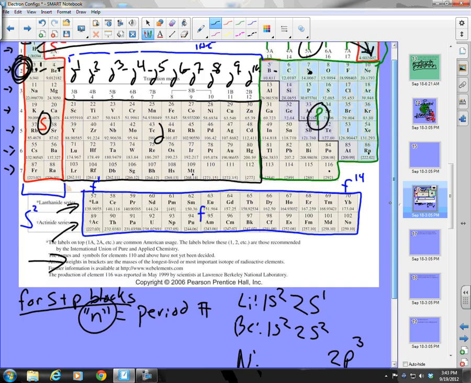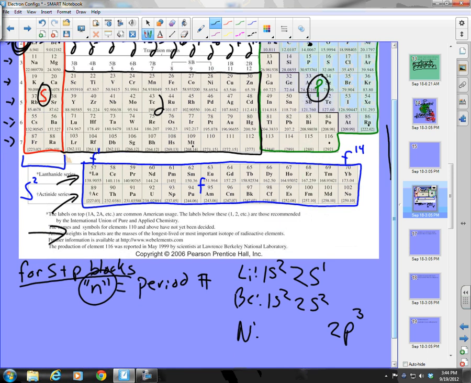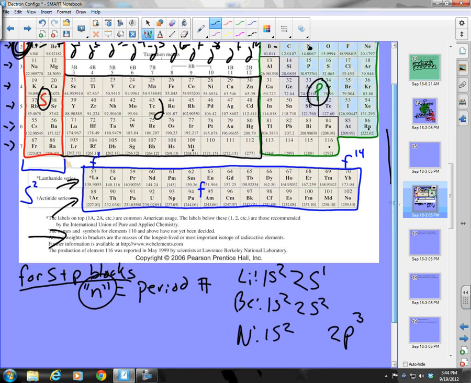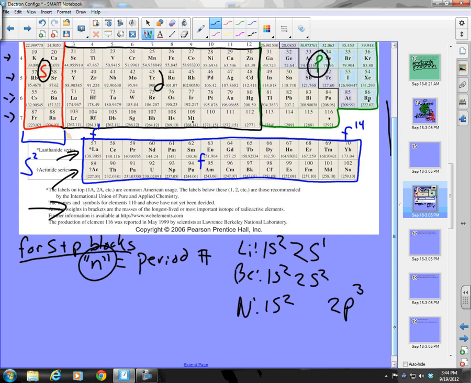Now where does it start? It starts with 1s2, so we have to write down 1s2. And then where did it go? After the helium, it has to go through my lithium and beryllium, and that is 2s2. So 1s2, 2s2, 2p3. There we go. Great. Piece of cake.